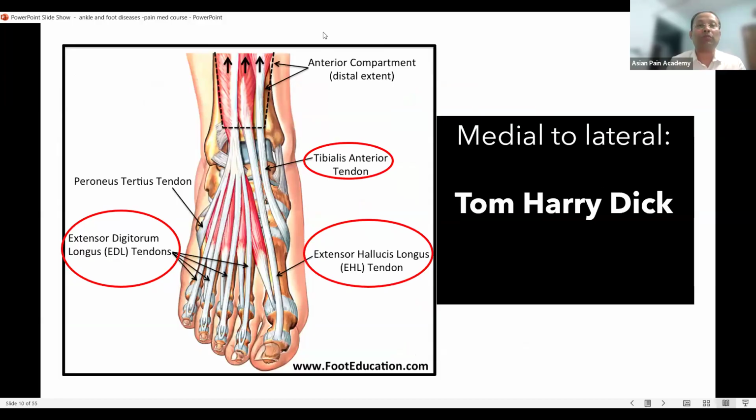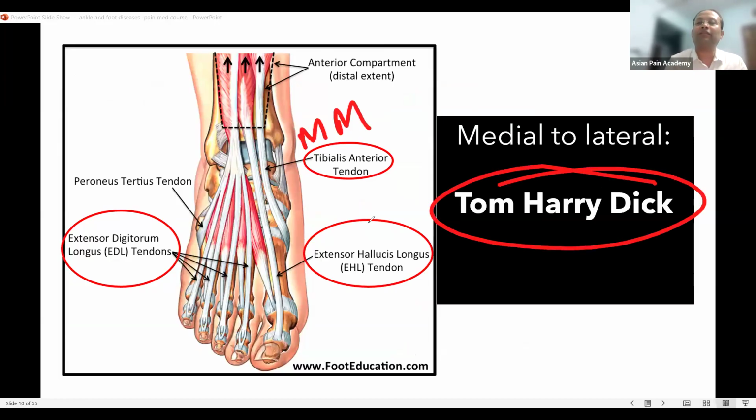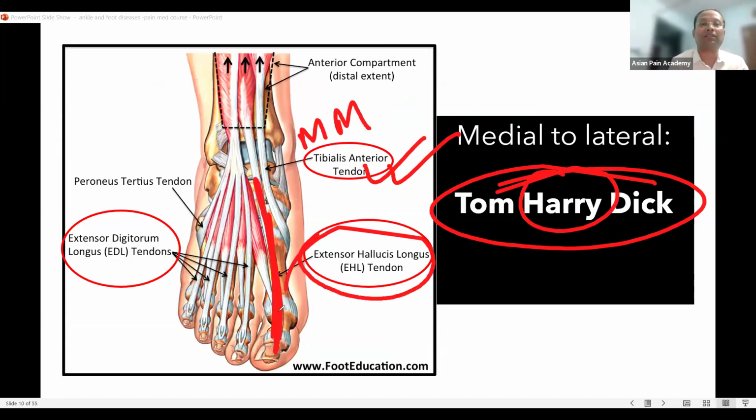Now also, just to remember this, you start from the medial malleolus only. But this time it is Tom, Harry, Dick. It is not Tom, Dick, Harry. It is Tom, Harry, Dick. So what are the muscles here? Remember, that side was tibialis posterior. This side it is tibialis anterior, and Harry means hallux. So this tendon is coming to the hallucis, so extensor hallucis longus tendon, and another is D for digitorum. So this is extensor digitorum longus tendon.